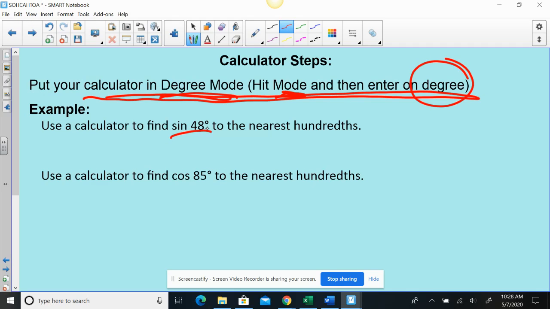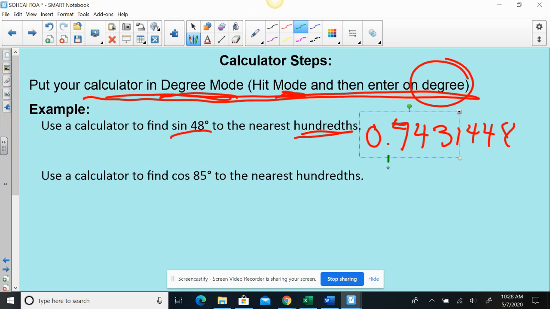So let's try to find sine 48 to the nearest hundredths. So I'm just going to type sine 48. I already changed my degree mode. And in my calculator, I see, oops, sorry, that's actually a 0.7431448. So if it says hundredths, after the decimal, this is the tenths, this is the hundredths, and then this would be thousandths where the 3 is. So everything after the decimal gets a TH.